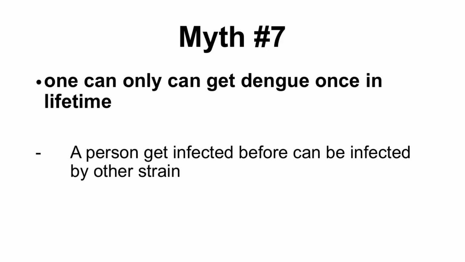Myth number 7. One can only get dengue once in a lifetime. This is a no, because a person can get infected again with another strain. So don't assume that once you've had dengue, you will not have it again. You may have had it, but get infected by another strain.